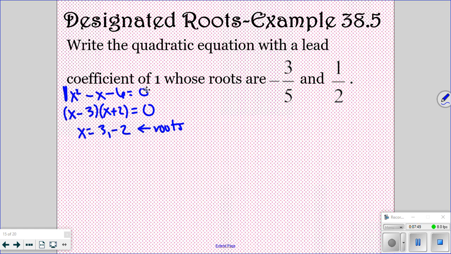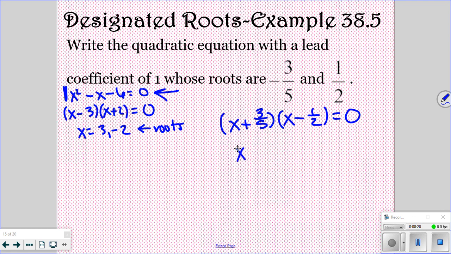So normally we start here and then we factor it and solve for x. Now we're going to be given the roots and we're trying to get back to the original equation. So the way you do this, x minus 1 root times x minus the other root. So x minus a -3/5 times x minus 1/2. And it's an equation, so you do need to make it equal to 0. And then from there, all you have to do is distribute.